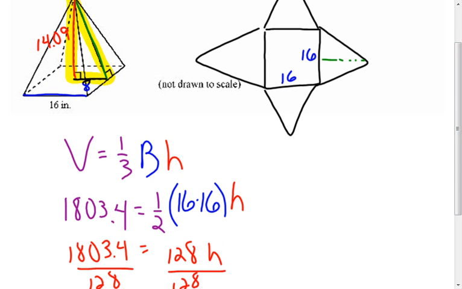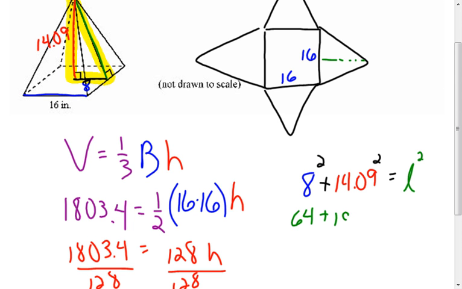So I'm going to do that. I'm going to have 8 squared plus my 14.09. But again, remember, that's still on my calculator, all the decimals, and that's going to be equal to then my slant height squared. Alright, so 8 squared, that's going to be 64. Now I'm squaring that number that's on my calculator, and I end up with 198.50. Just leave it there, equal to L squared.